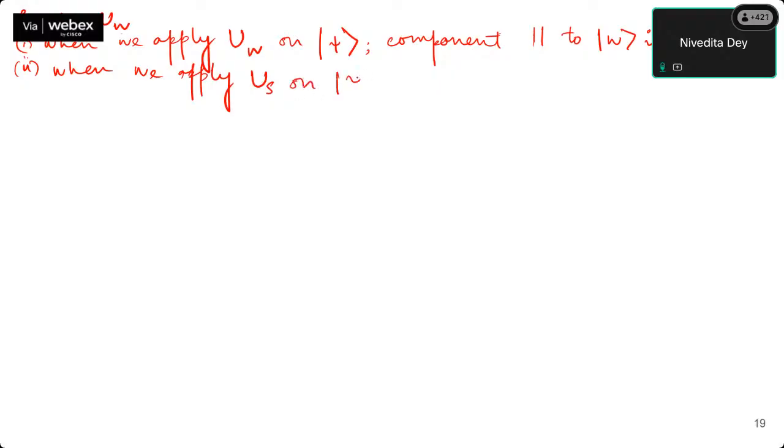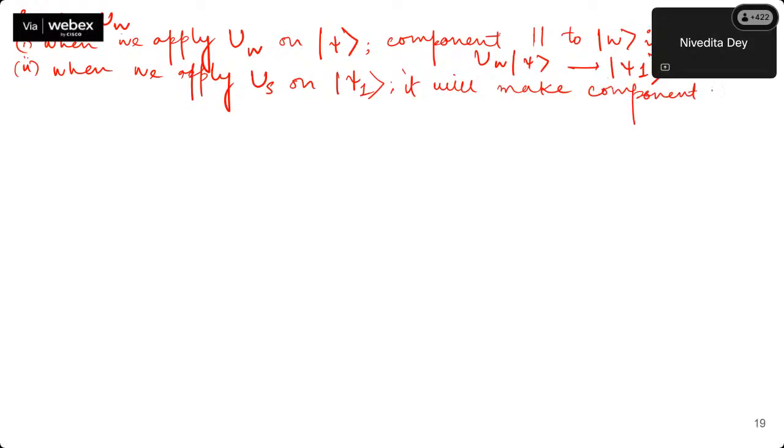And second, when we apply US on psi 1: say UW on psi has made it psi 1, with this component flipped. Now we are applying US, the second operator, on psi 1, because psi has now taken the look of psi 1, which is a new quantum state. Whenever we apply US on psi 1, it will make the component perpendicular to S flipped.